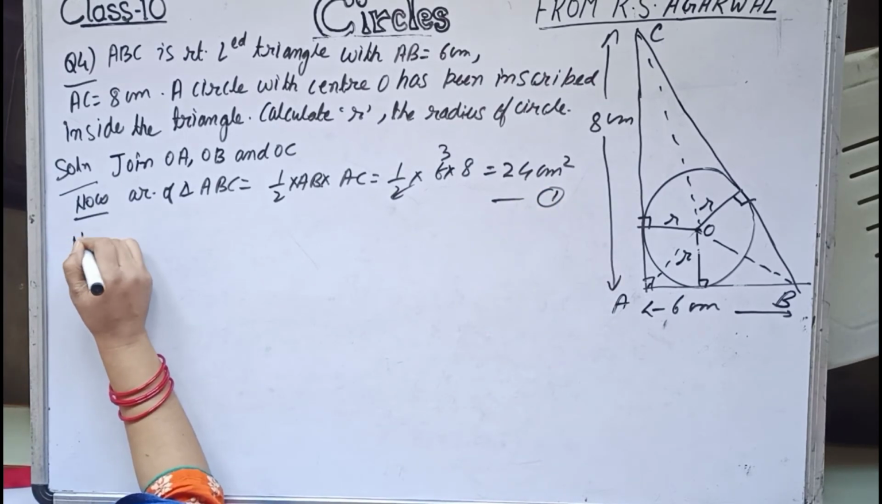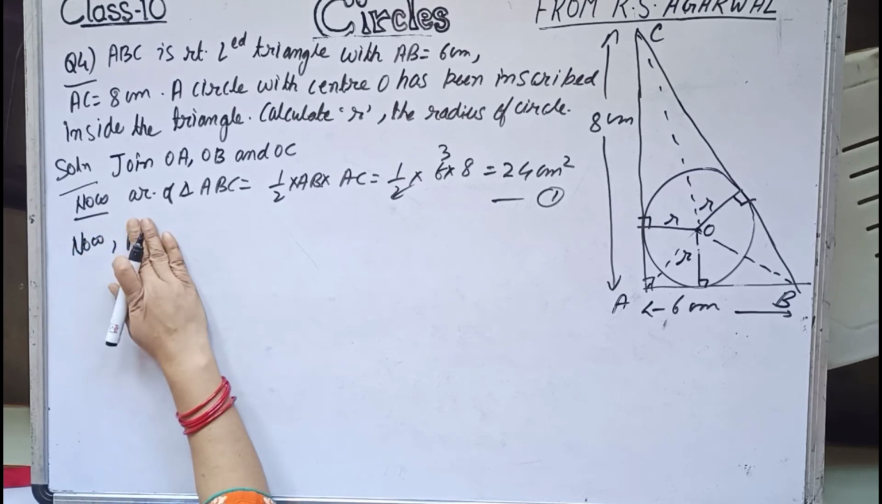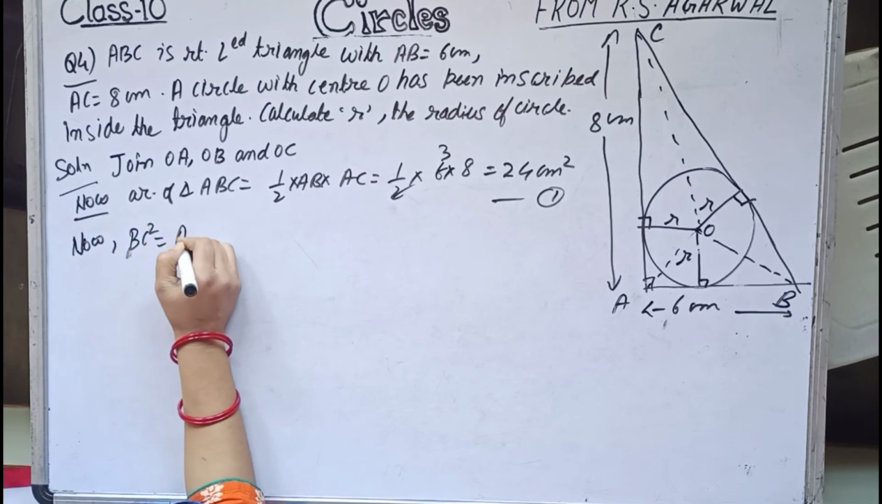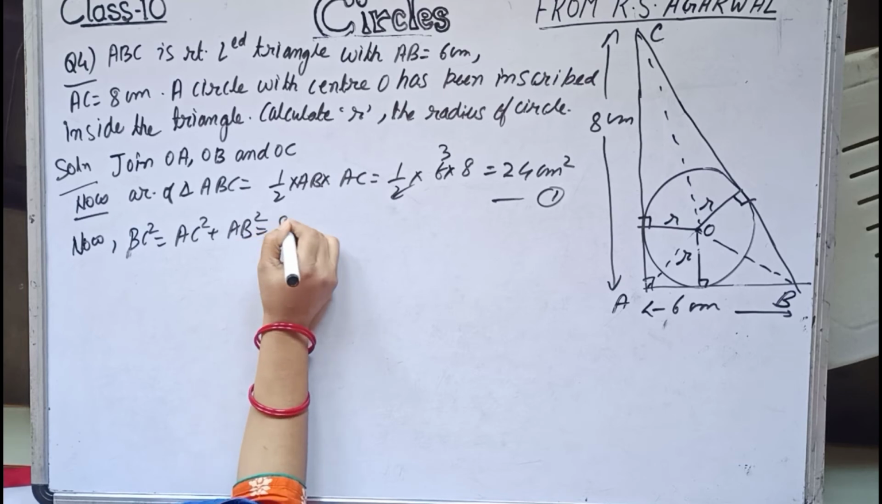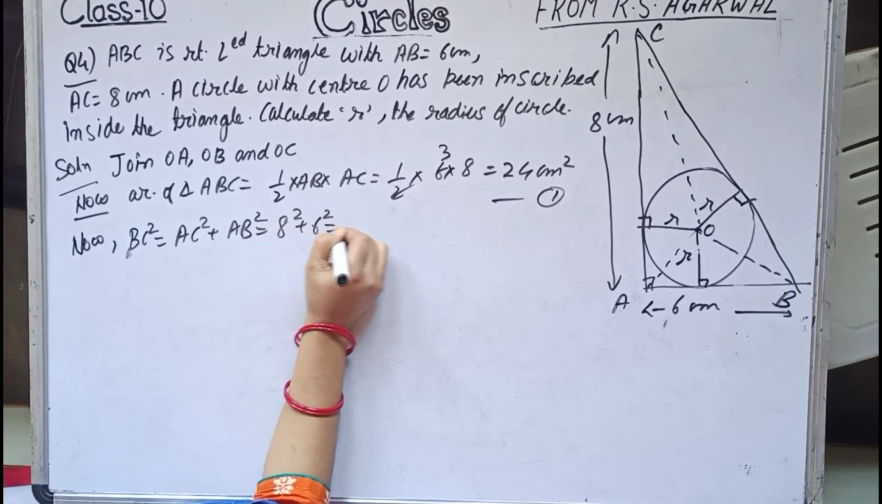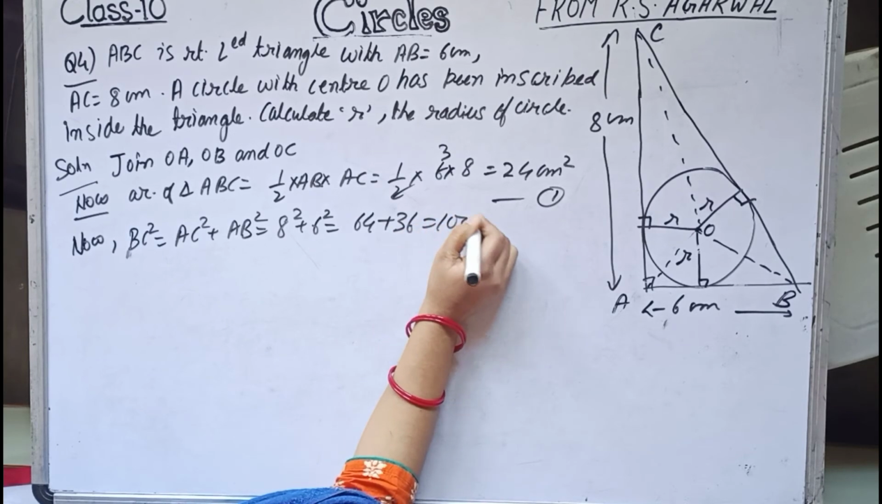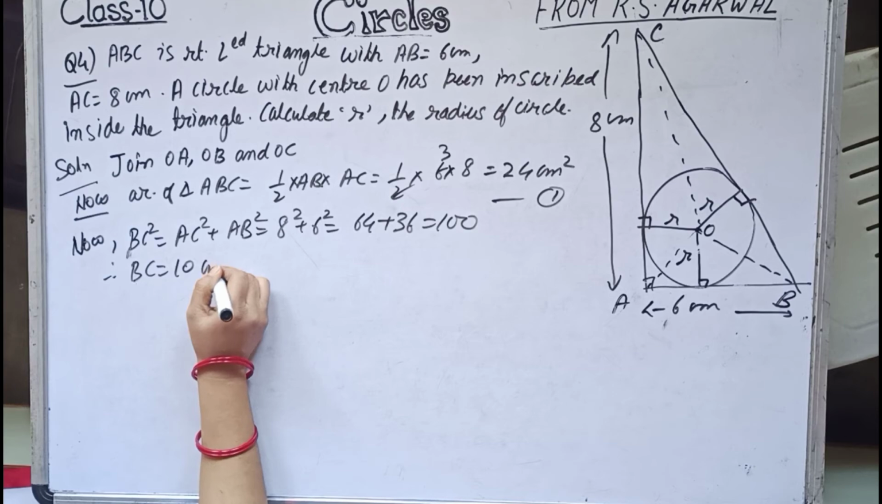Also, we have BC square equals to AC square plus AB square. So this will be 8 square plus 6 square equals to 64 plus 36 equals to 100. Therefore BC equals to 10 centimeter.